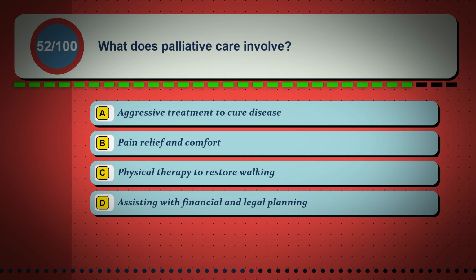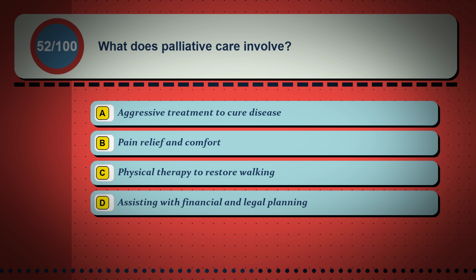Question 52. What does palliative care involve? Option A. Aggressive treatment to cure disease. Option B. Pain relief and comfort. Option C. Physical therapy to restore walking. Option D. Assisting with financial and legal planning.